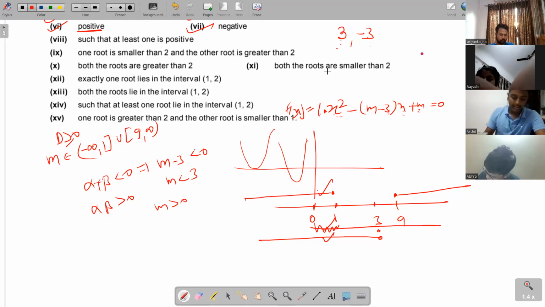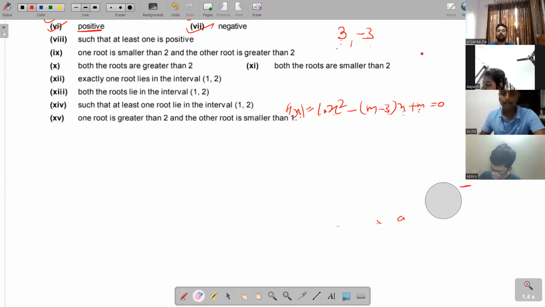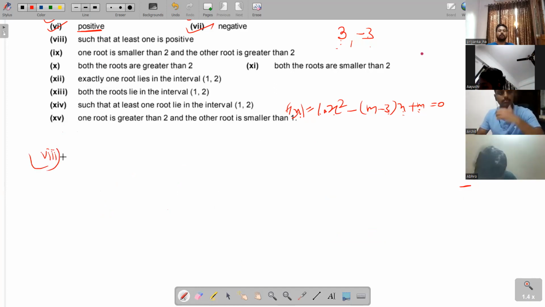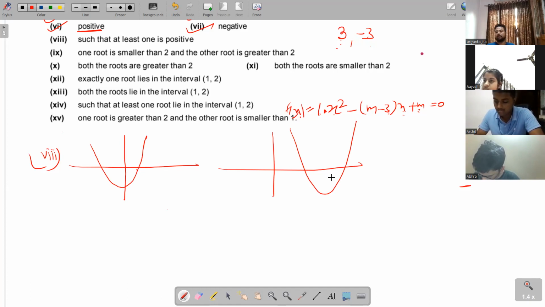सर, 8th वाले में एटलीस्ट पूछा है ना, तो इसमें तो दोनों भी आ सकते हैं. See, the case will you see. I'll tell you. 8th one says that such that at least one is positive. So graph will be like this. At least. So like this. Or so at least one has to be positive. So either one will be positive or both will be positive.